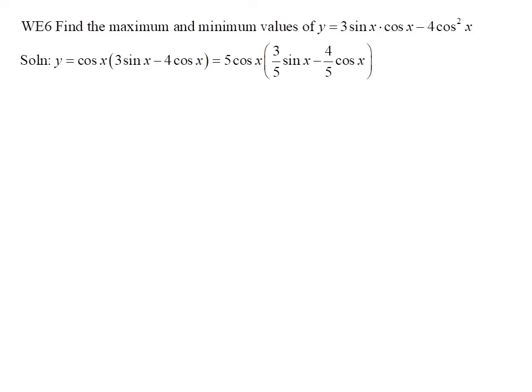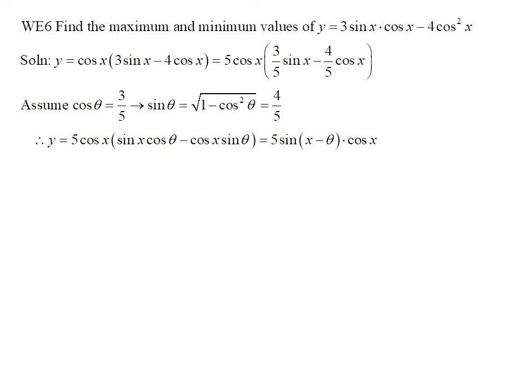At this point, the function is multiplied and divided by the same number 5. And then we assume cosine theta equals 3 over 5. Then, accordingly, sine theta equals 4 over 5. After being applied the common angle formula, the function becomes 5 cosine x times open bracket sine x cosine theta minus cosine x sine theta close bracket, which equals 5 times sine x minus theta cosine x.